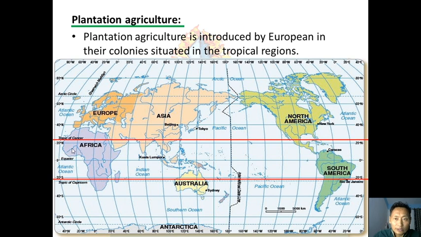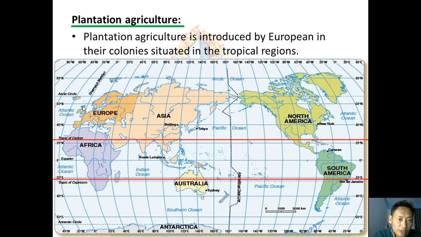So here they have mentioned tropical. Why? Those countries which are located in between the Tropic of Cancer and Tropic of Capricorn, between these two latitudes, are known as tropical countries. The cultivation of plantation agriculture was introduced by European countries. European countries colonized those countries located in these tropical regions.